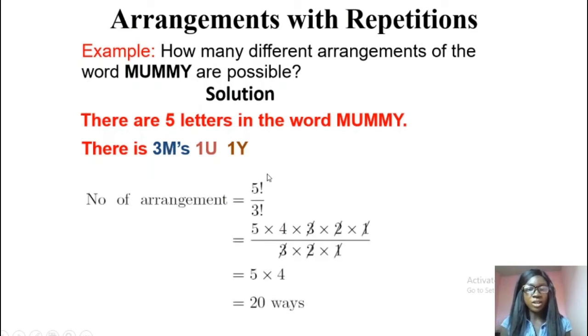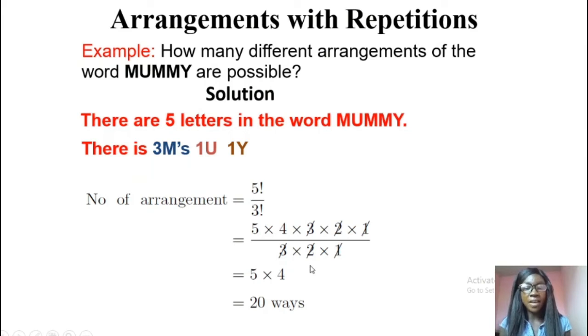5 factorial is gotten from the total number of letters in mommy, and our 3 factorial is gotten from M, because M appears 3 times. We are not putting U. You can also put U, which is 1 factorial, but you're still going to have 1, right? So you have to put the number that is greater than 1.